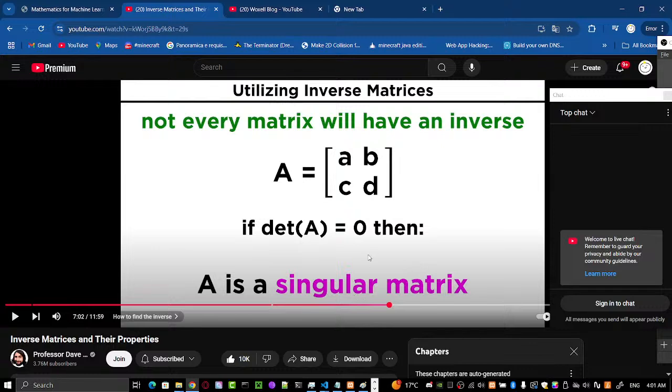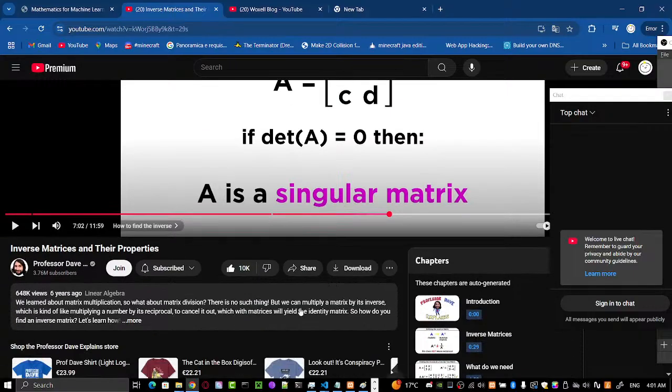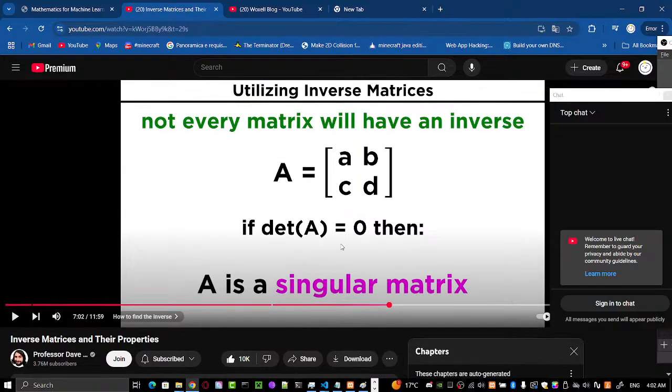Also, if the determinant of A is 0, this is a singular matrix. Okay. So let's try to calculate the inverse of this matrix.